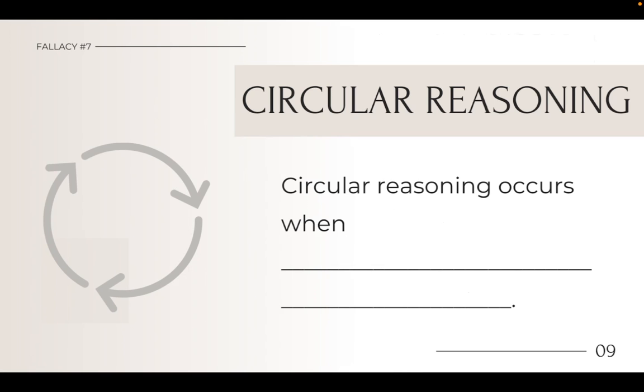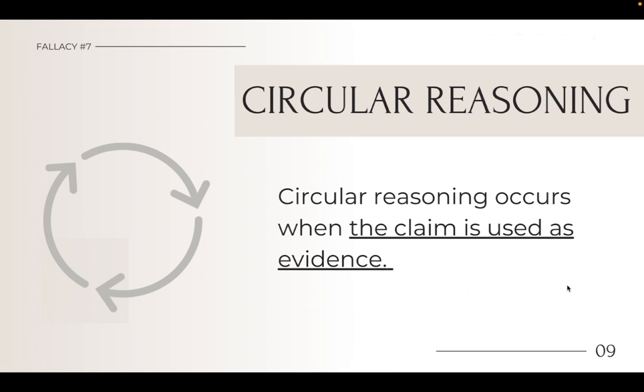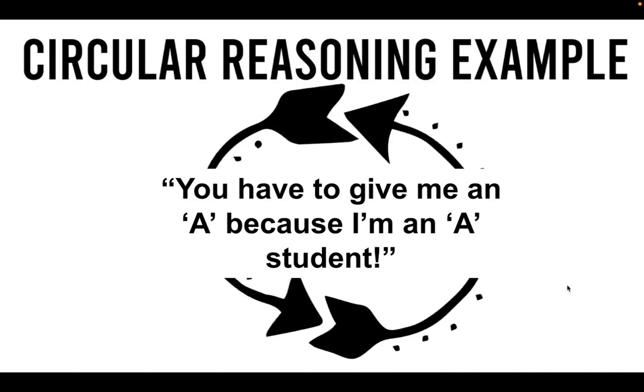Number 7 is circular reasoning. This occurs when the claim is used as evidence. An example: "You have to give me an A because I'm an A student. Because I'm an A student, you have to give me an A." It's a roundabout form of logic that can be very tricky because you get trapped in the cycle, and you think, well, if this is this, then I could reverse it and this would be true as well, but that's not always the case.